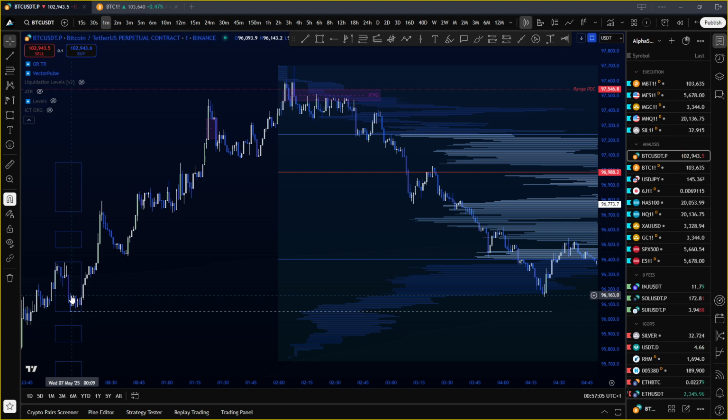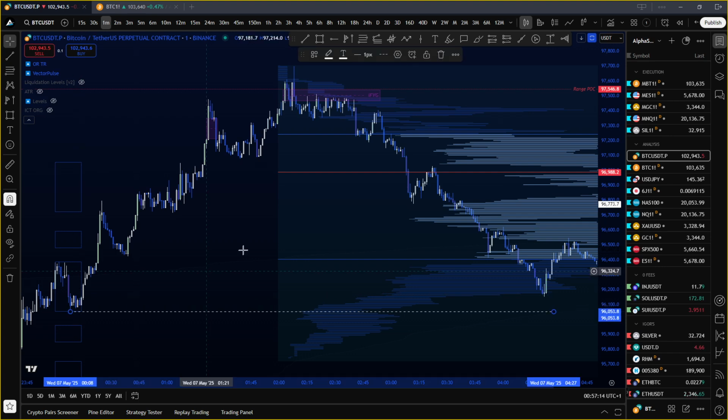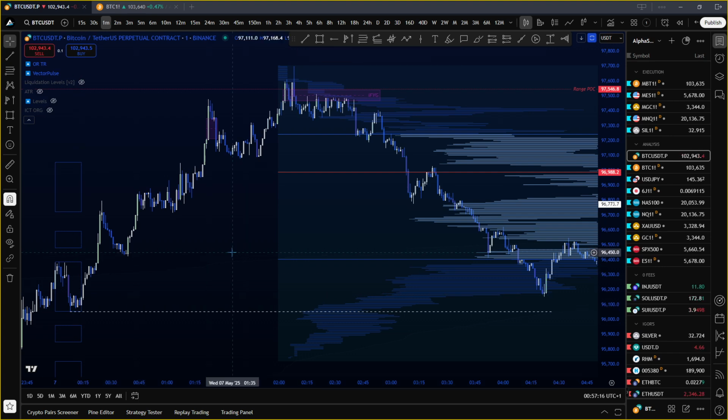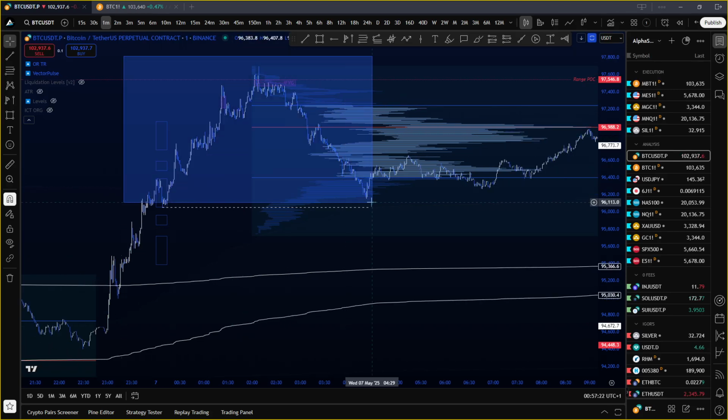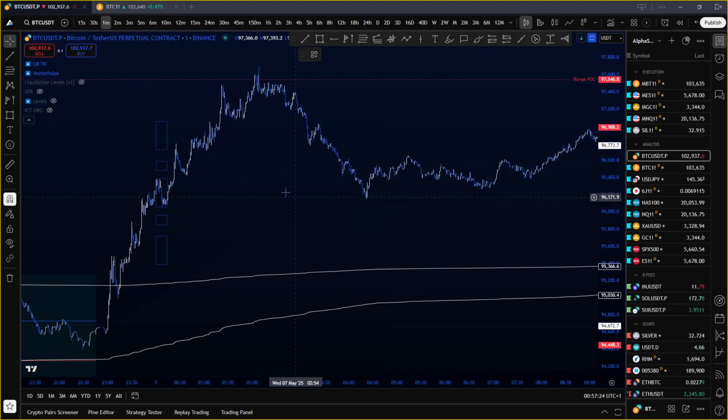So that range tiny order block functioned as support. So I would have my TP on this line and never get filled on the TP. So I don't know, I wouldn't say that it works as good.